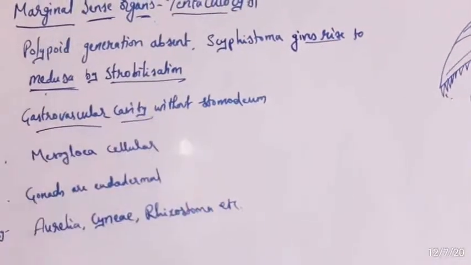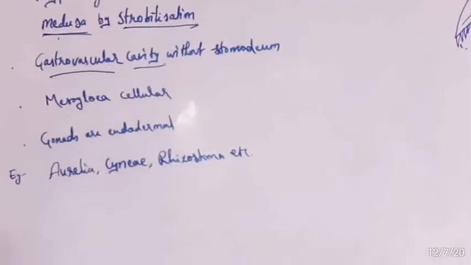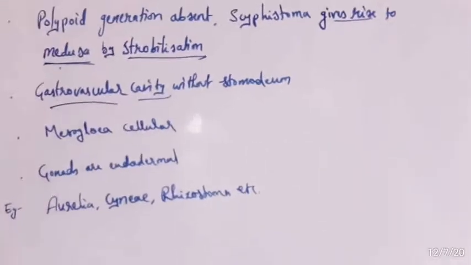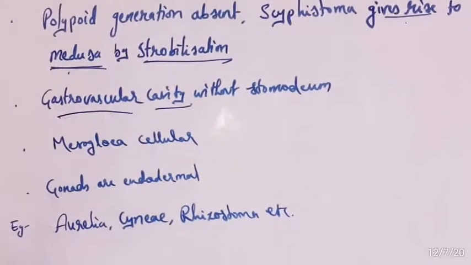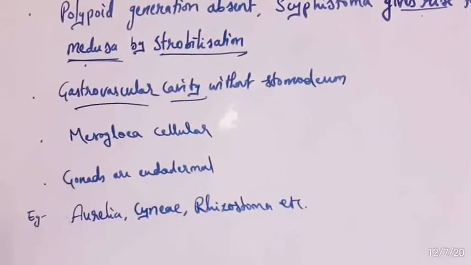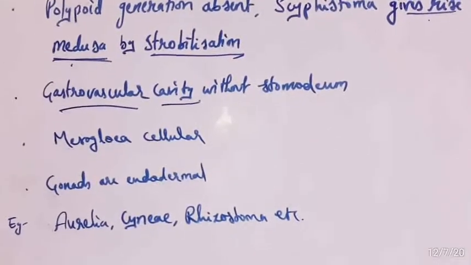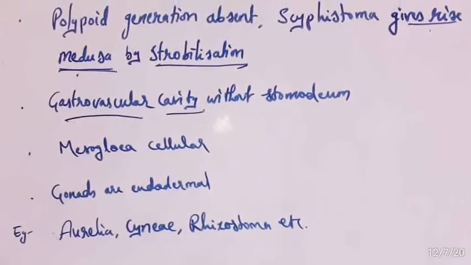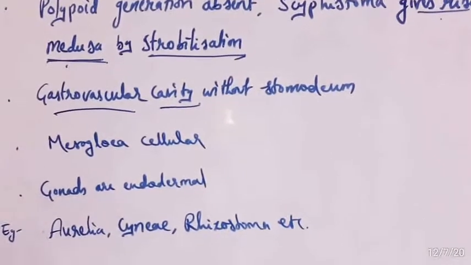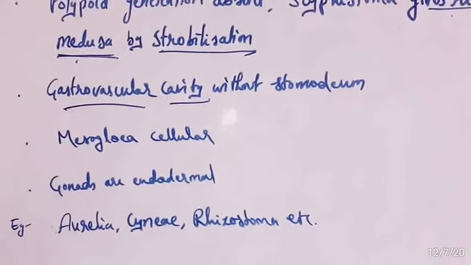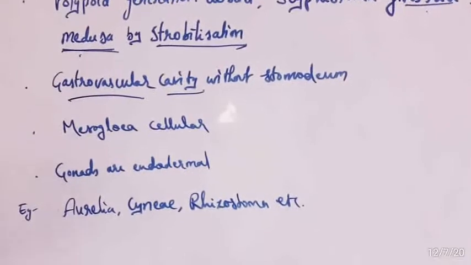The gastrovascular cavity is without stomodeum, with gastric filaments. It may or may not be divided into 4 interradial pockets by septa. I already said what is the meaning of septa. It is the wall which divides a cavity or structure into smaller ones.